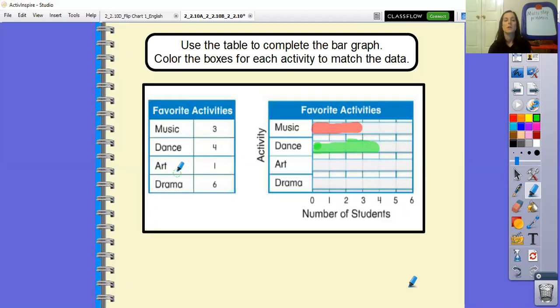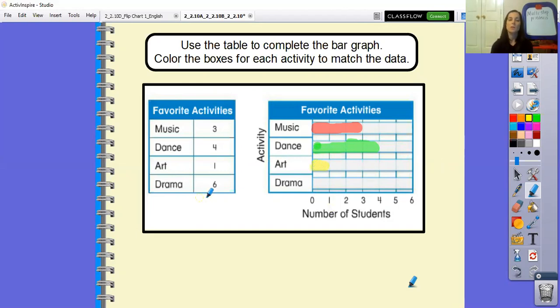and we can see there is 4 for dance. For art, art has 1 person, so we would come to art on our bar graph, and we would shade in just 1 little square because it needs to come up to the number 1. It's going to be placed right here. We're going to shade in 1 square.